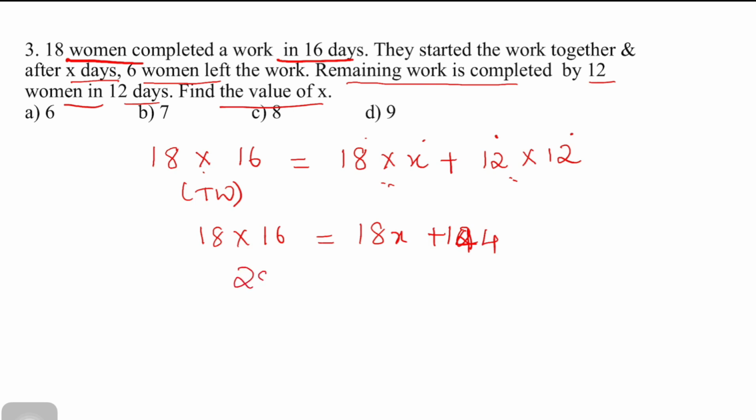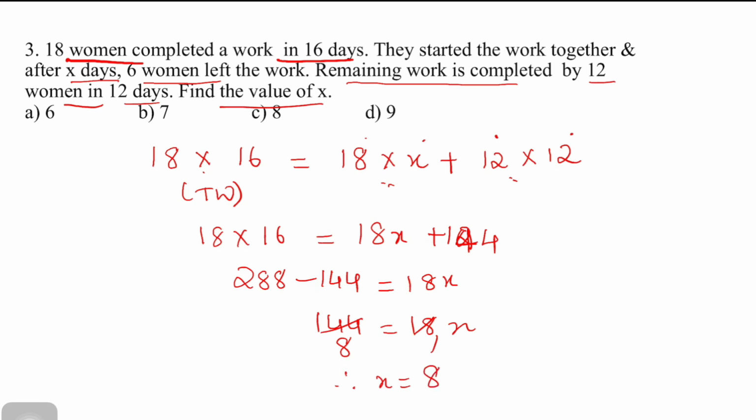So this is 288. Bring that 144 this side, minus 144, it is equal to 18x. So 288 minus 144 is 144, which is equal to 18x. So 18 ones are 18, 8 eighteens are 144. Therefore x is equal to 8. Therefore the value of x is 8.